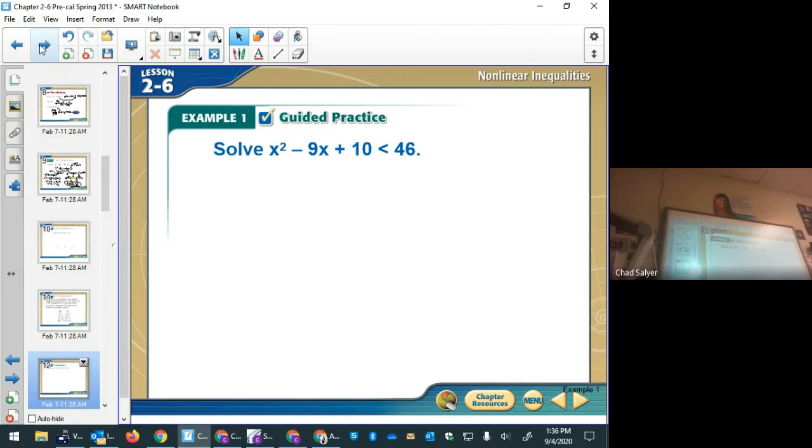And then each of those factors will be set equal to 0. So those are your values on your sign chart. Good. And now you're going to use that to determine the pluses and minuses.